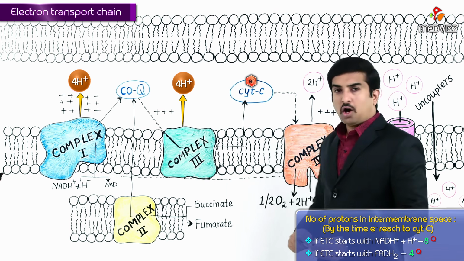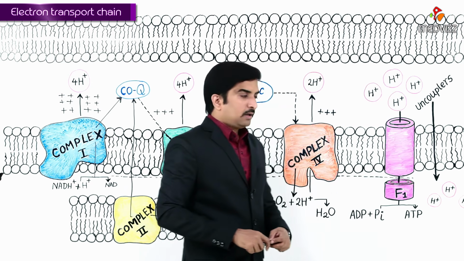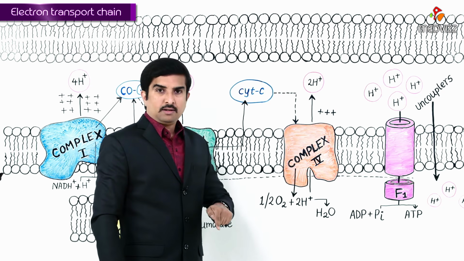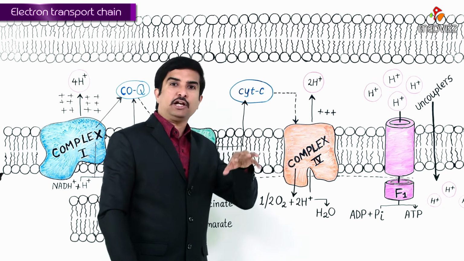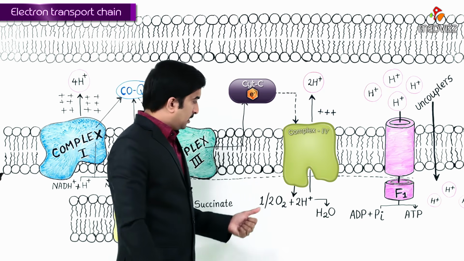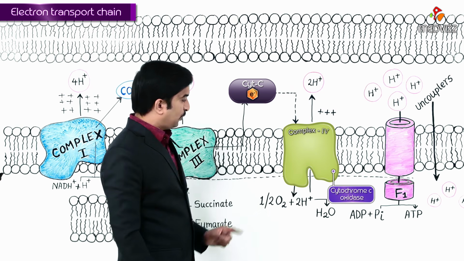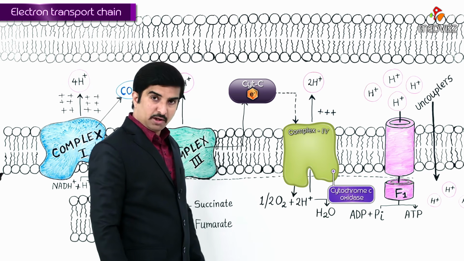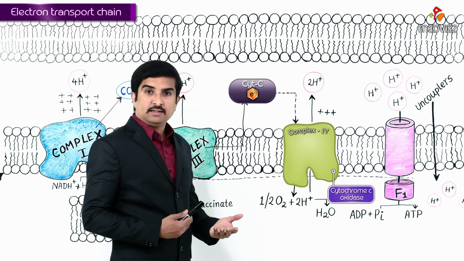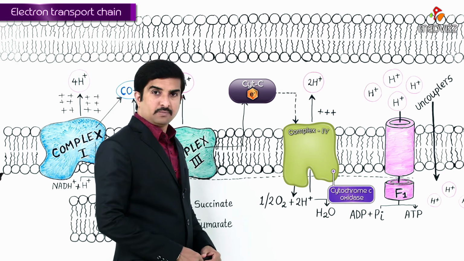Now, after complex 3, let us talk about complex 4 here. So, complex 4 is the final complex of the electron transport chain, but it is the 4th complex of 5 complexes because complex 5 is called oxidative phosphorylation. So, this complex 4 what we are seeing here is called cytochrome C oxidase. Why are we calling it oxidase? Because it is utilizing the molecular oxygen to accept electrons which are donated by cytochrome C.